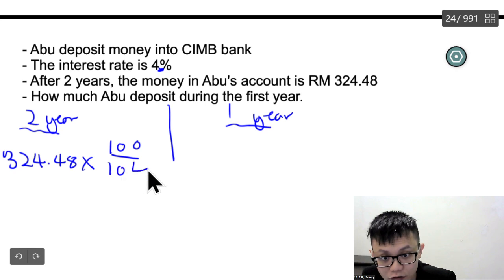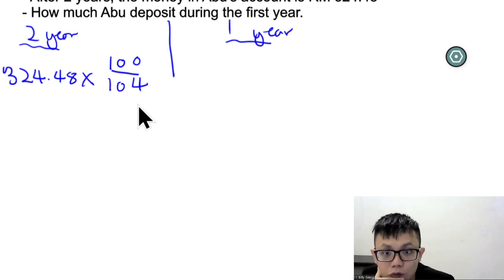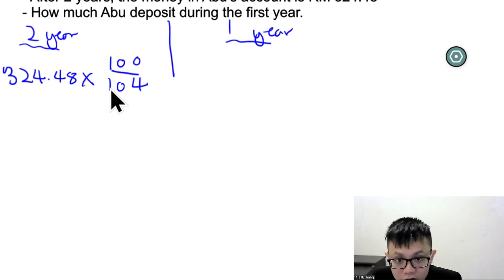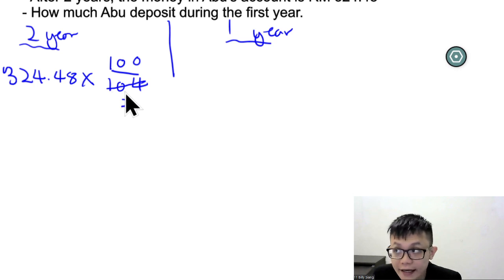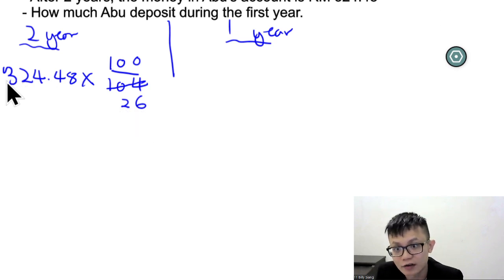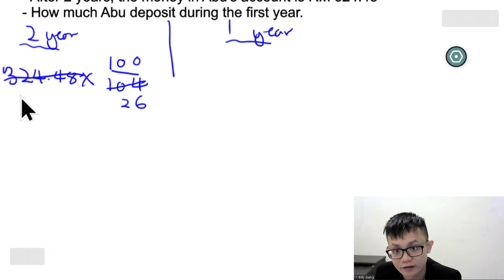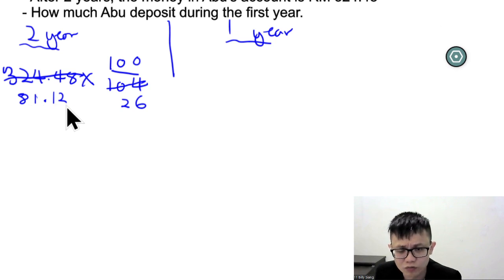So 104. We need to do this manually from now. I think 104 can be divided by 4. So cut this one, divide by 4, I get 26. And this one I divide by 4: 4 times 8 is 32, correct? So by 8, 4 times 1 is 4. So it's 81.12.